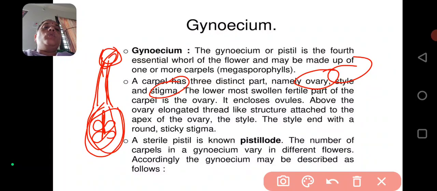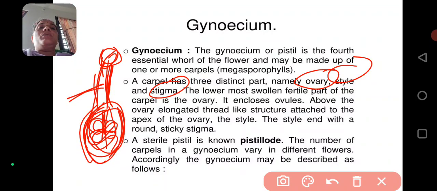The lowermost swollen fertile part of the carpel is called the ovary. It encloses the ovules. Inside the ovary, ovules are present. Above the ovary, a long thread-like structure attached to the apex of the ovary is called the style. The style ends with a round sticky end called the stigma.